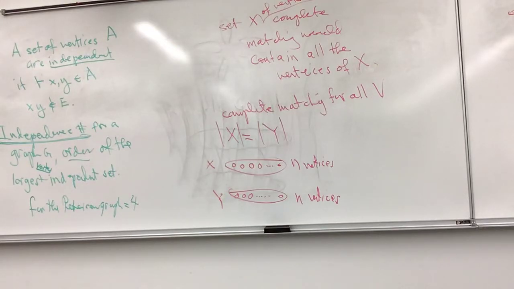Okay? So that's not quite enough. Let me make it a little bit smaller. Let's look at the first 2 vertices on the bottom. How big is the neighborhood of the first 2 vertices on the bottom? Okay. Notice the first 2 vertices on the bottom are only adjacent to 1 vertex on top.